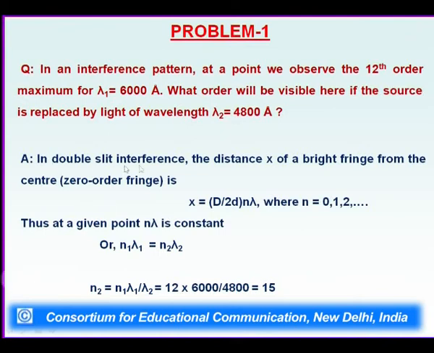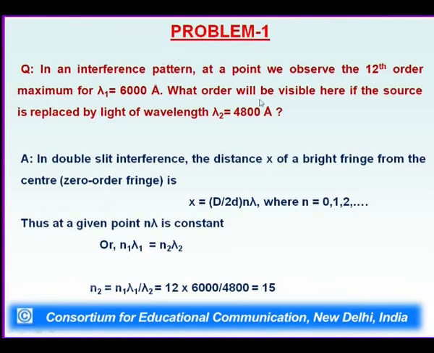Here we just use the double slit interference. The distance x of the bright fringe from the center, the zero order fringe, is defined by this formula: x is equal to n lambda D divided by 2d, where n is equal to 0, 1, 2 and so on. Thus at a given point n lambda is constant, or we can say n1 lambda 1 is equal to n2 lambda 2. From here we can calculate n2.